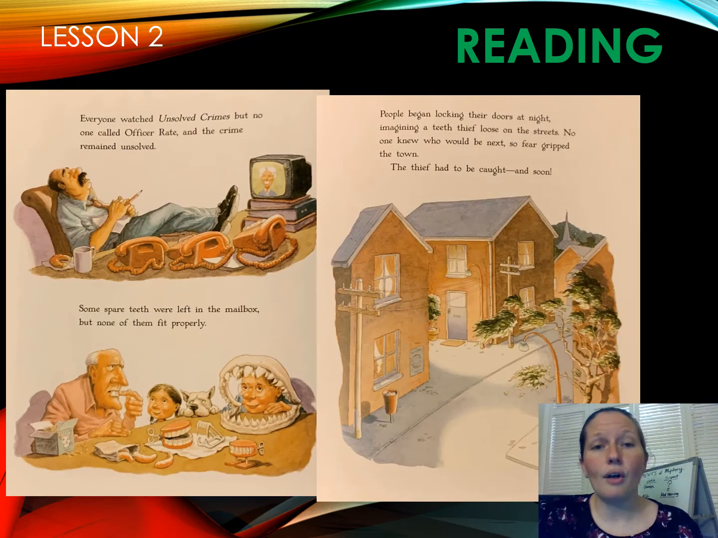Everyone watched Unsolved Crimes, but no one called Officer Rate, and the crime remained unsolved. Some spare teeth were left in the mailbox, but none of them fit properly. People began locking their doors at night, imagining a teeth thief loose on the streets. No one knew who would be next, so fear gripped the town. The thief had to be caught, and soon.